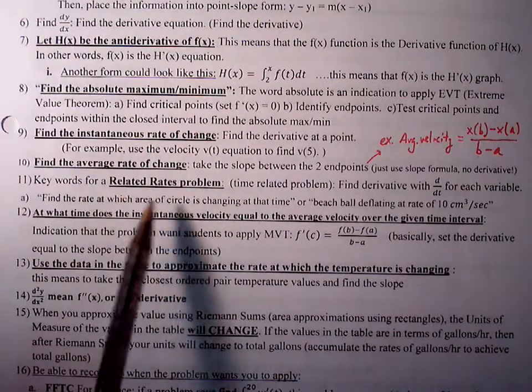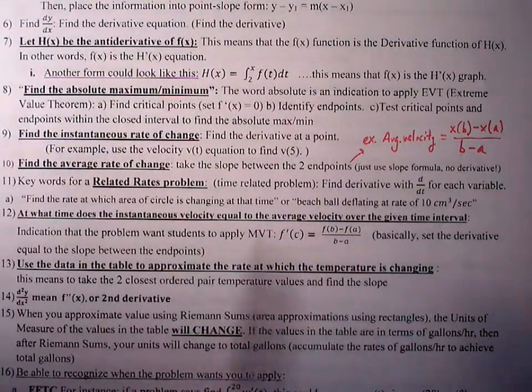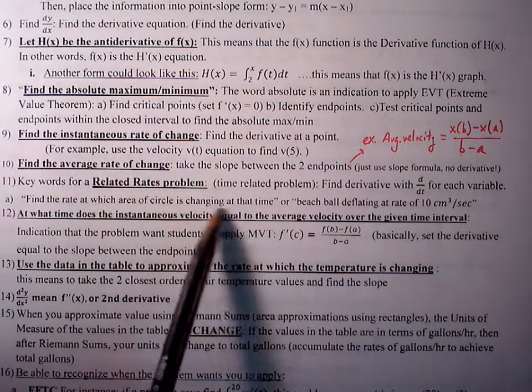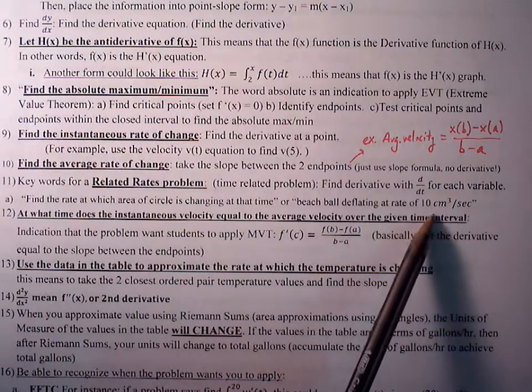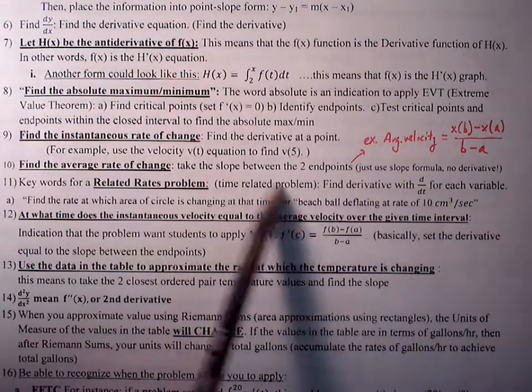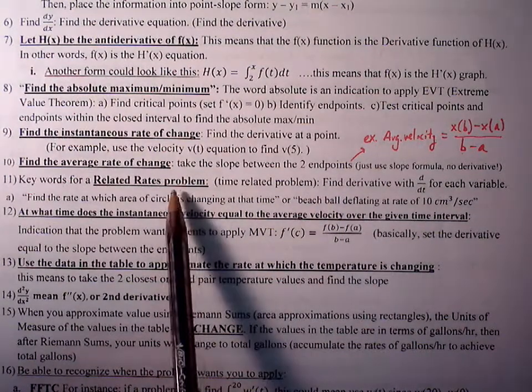When we see a related rates problem, we know that we're dealing with related rates when you have wordings like "find the rate at which the area of the circle is changing at that time," or "a beach ball is deflating at a rate of 10 cubic centimeters per second." So anytime we see motion and time involved, we know we're going to be seeing related rates.